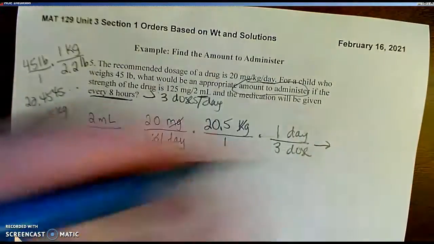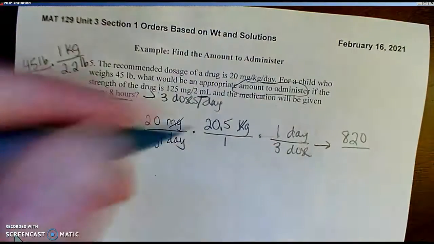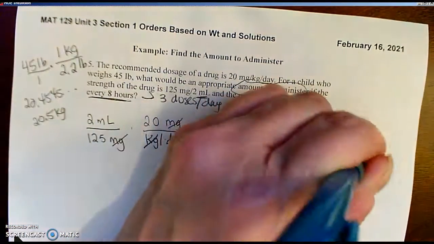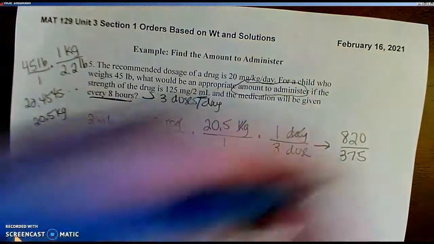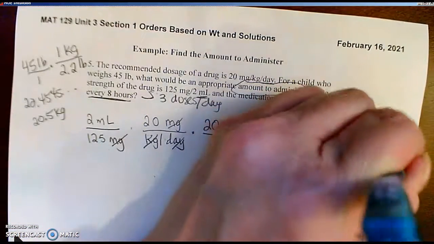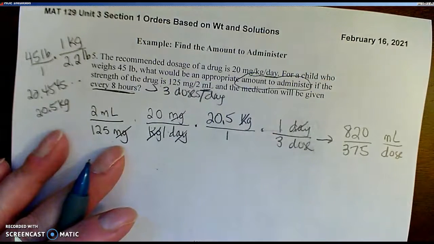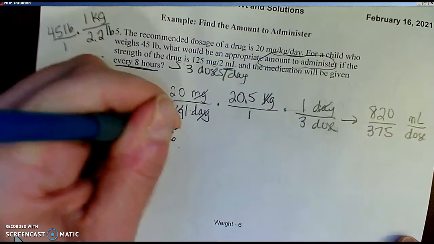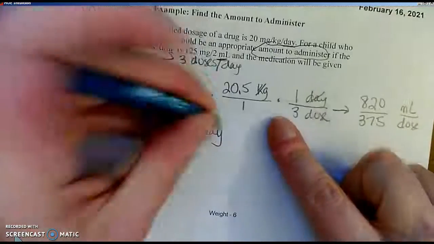Okay, so that doesn't change the top number. It's still 820. And in the bottom, it's 125 times 3, 375. And the units that are left, because the days cancel, are going to be milliliters per dose. So 820 divided by 375 is 2.186 repeating, and that's milliliters per day. Not per day, per dose.